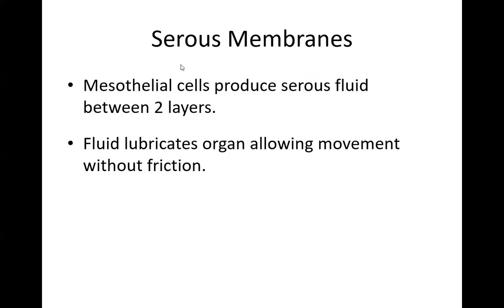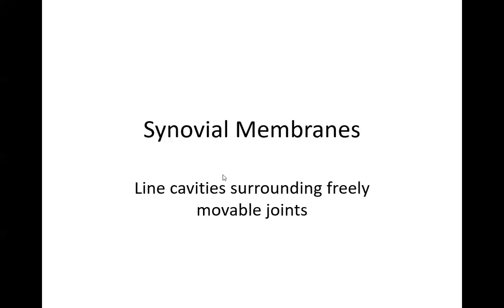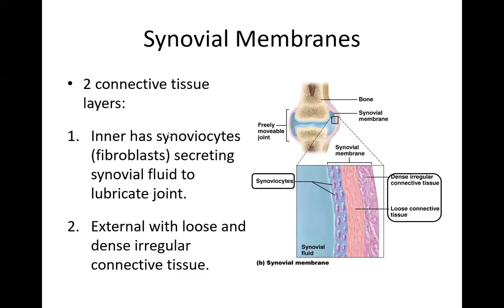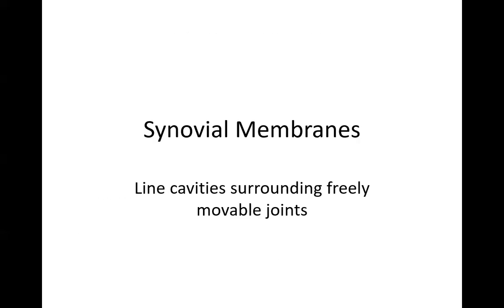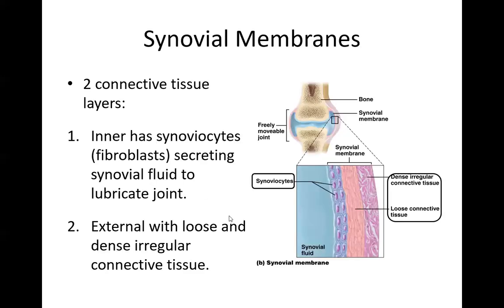So the mesothelial cells produce serous fluid between two layers, and the fluid lubricates the organ, allowing movement without friction. There are synovial membranes. These synovial membranes line the cavities surrounding freely movable joints. In the same way the serous fluid lines the heart, the synovial fluid lines the bones and protects them from friction as the bones articulate with one another.